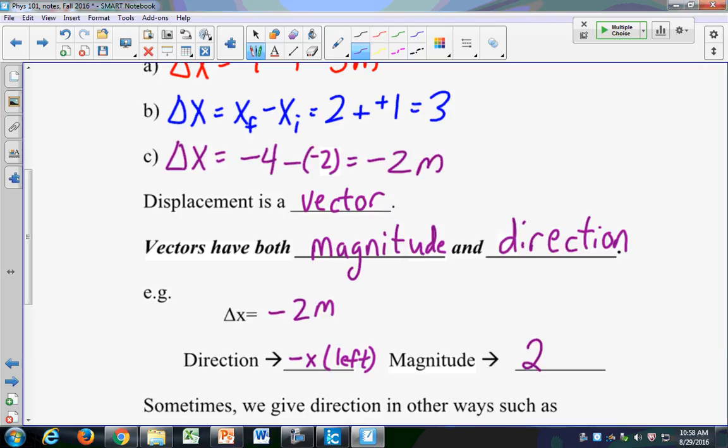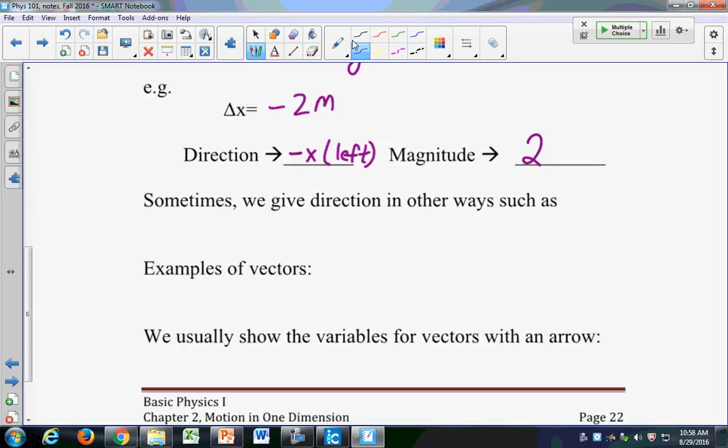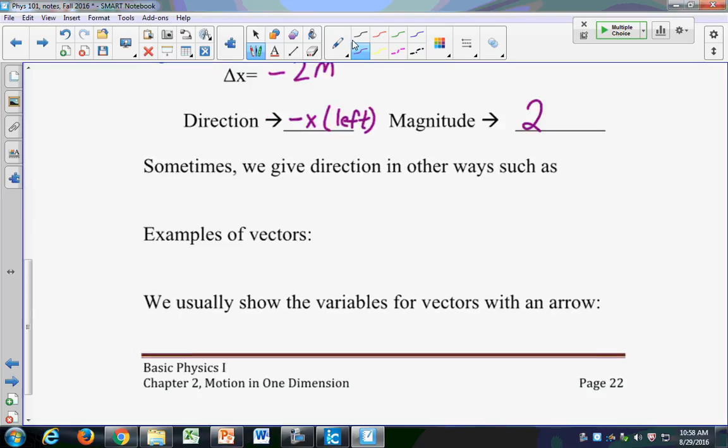Now in the next chapter, we'll define vectors in different ways, because we'll deal with vectors that are not just in 1 dimension, but in 2 dimensions. Fortunately, this chapter is not terribly difficult, although it can be difficult, because our vectors are just in 1 dimension. Sometimes we'll give direction in other ways, such as we'll give north, south, east, and west. So say, for example, I have a compass rose.